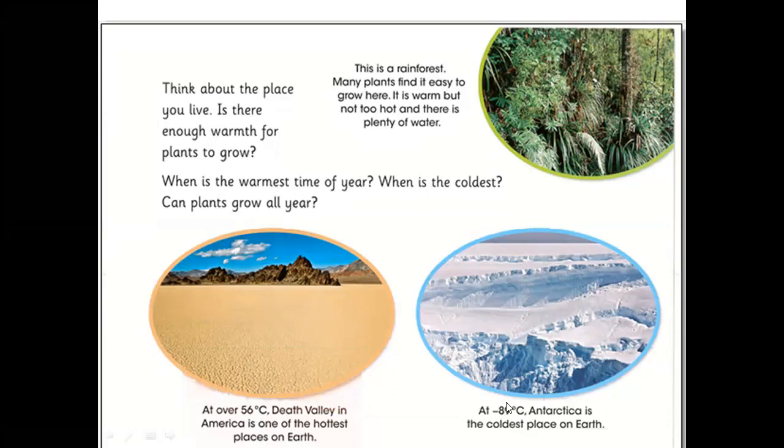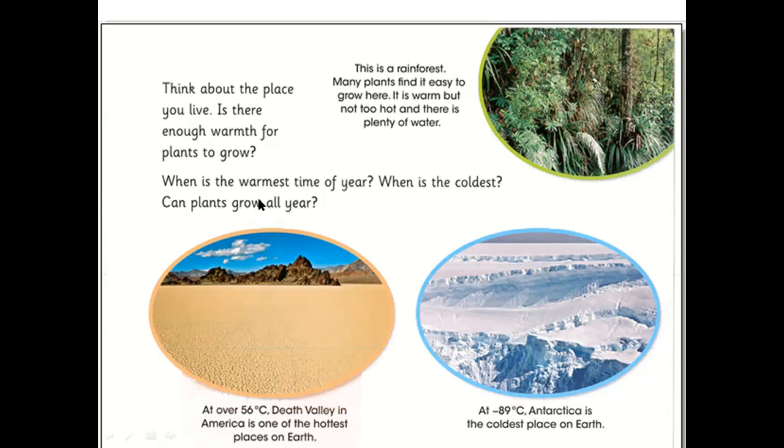At minus 89 degrees Celsius, Antarctica is the coldest place on Earth. Also, you can see here complete snow. A snowy place. Can a plant survive here? Obviously not. Plants cannot survive in a very cold place and also not in a very hot place.